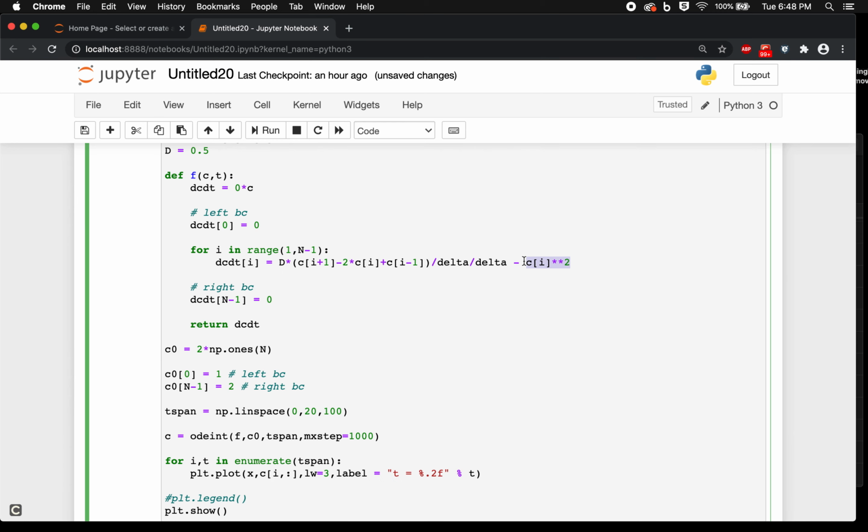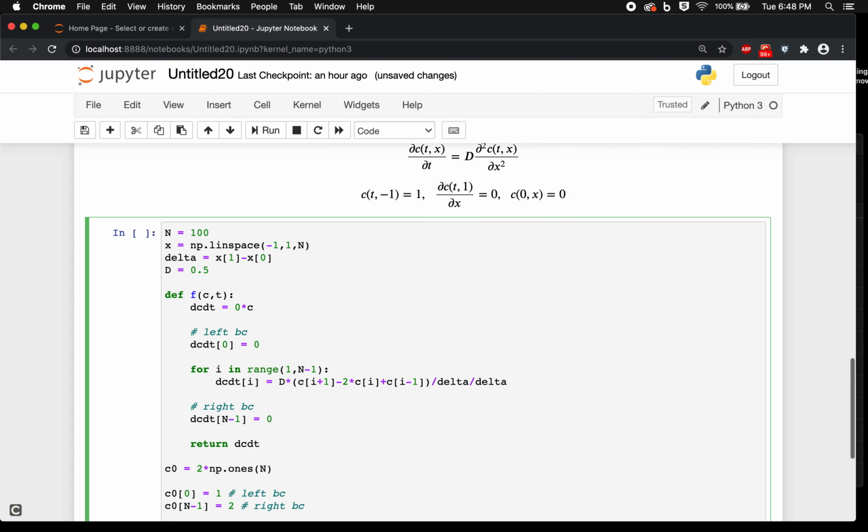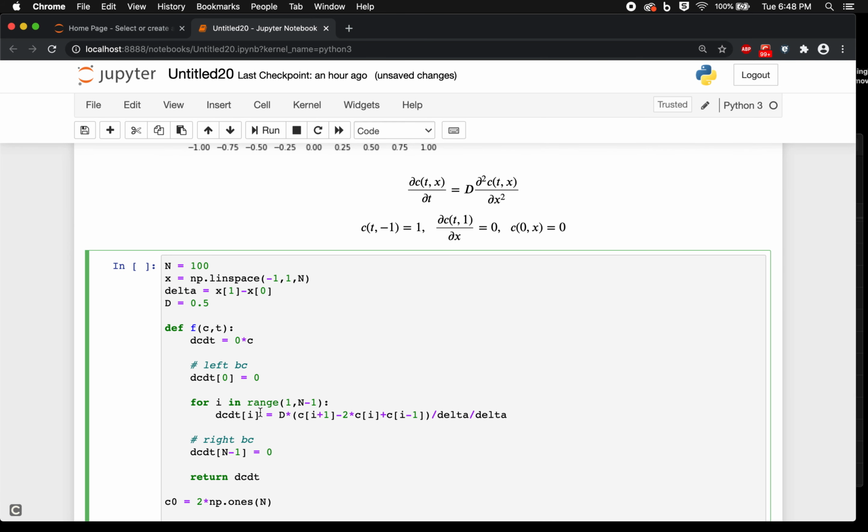So the first thing is I'm going to get rid of this reaction term. So I'll get rid of that, right? So again, I have my dc/dt equal to the diffusion part, which is this part of the equation. My left boundary condition is unchanged. It's still equal to 1.